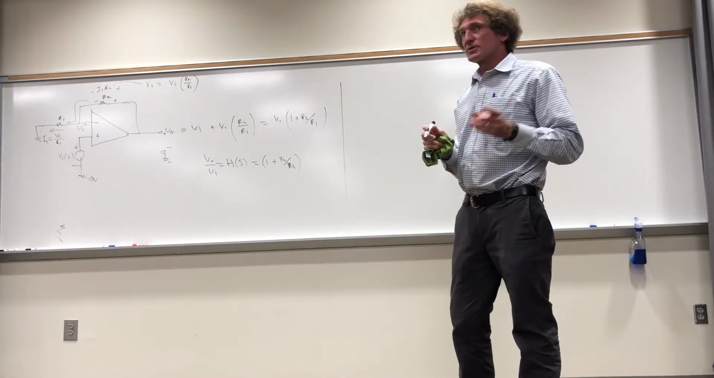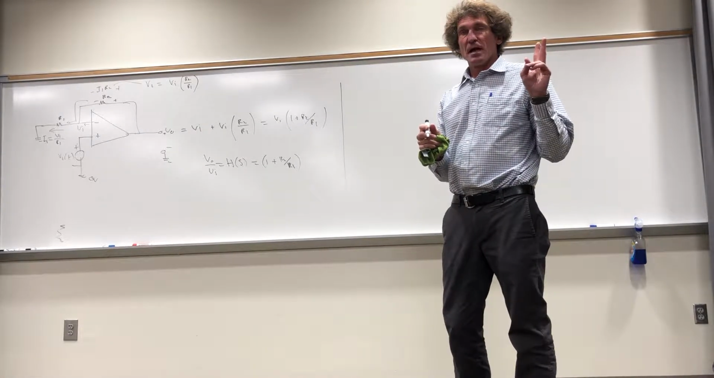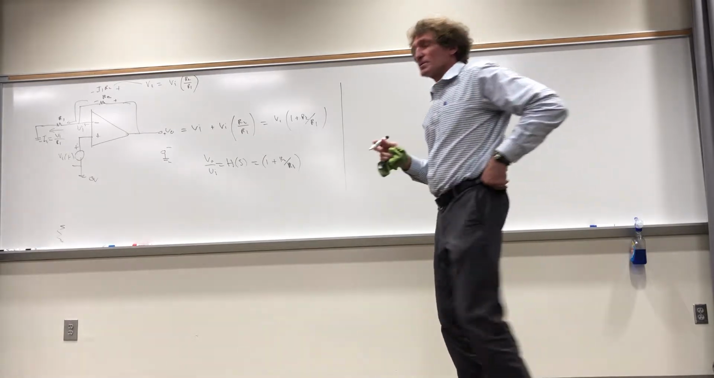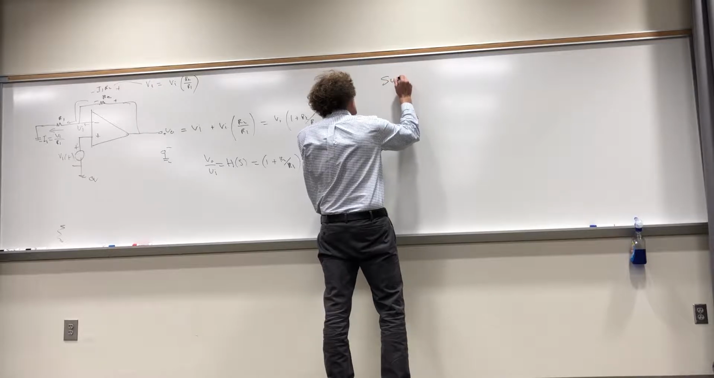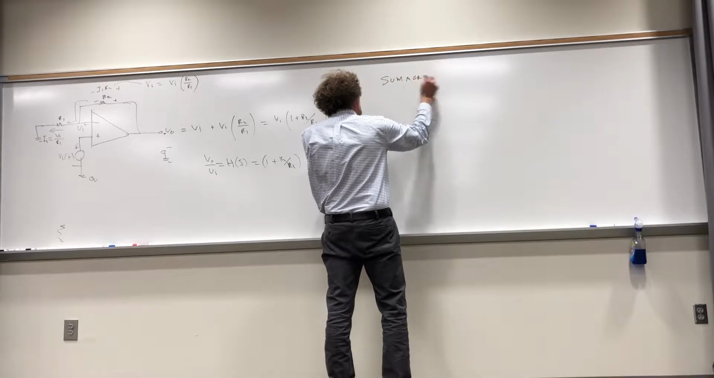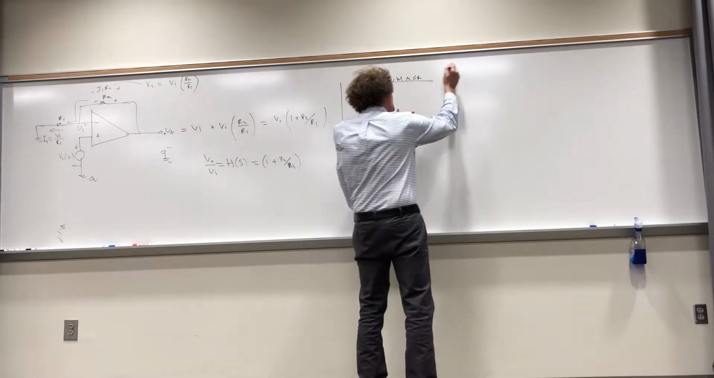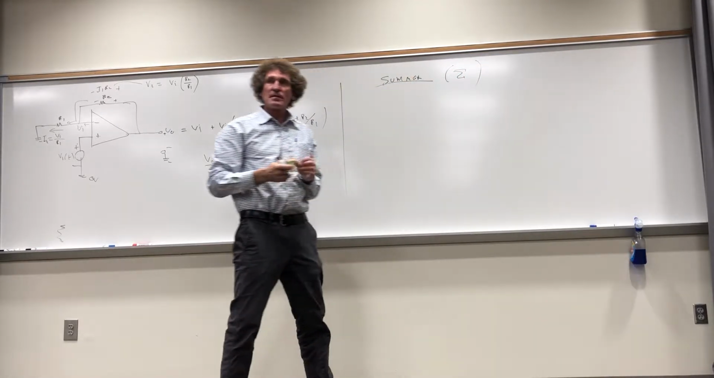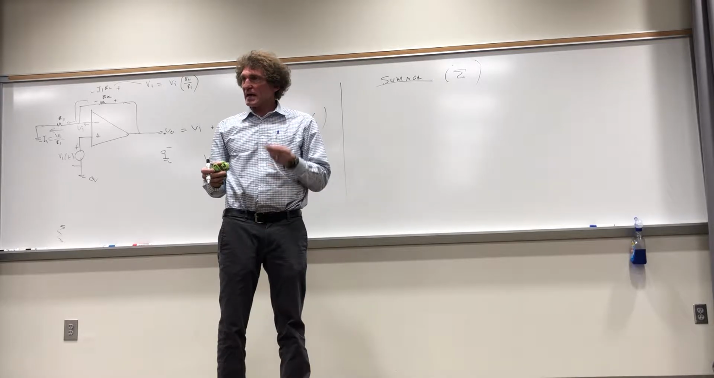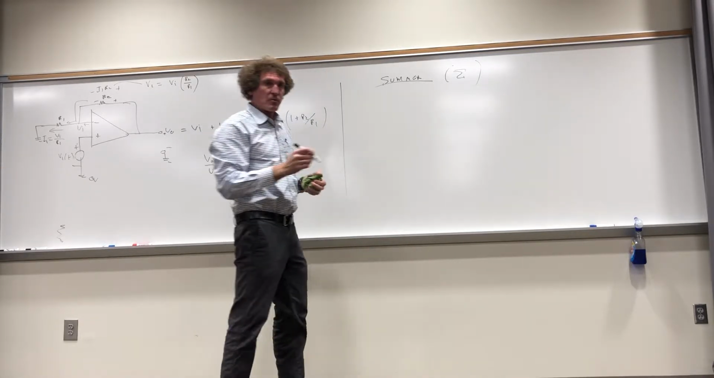Now, the next circuit is called a summer. This one is real important, so write this down. This is a summer. Summer circuit, and usually you'll see the summation symbol to indicate this, and it's adding things. Now, here's the way it works.